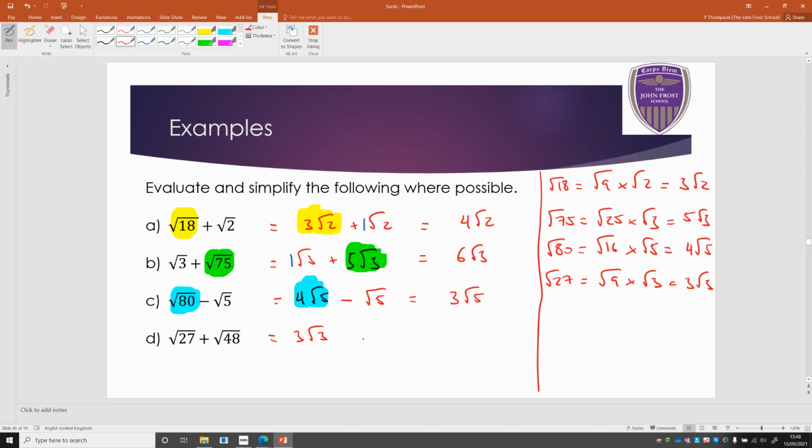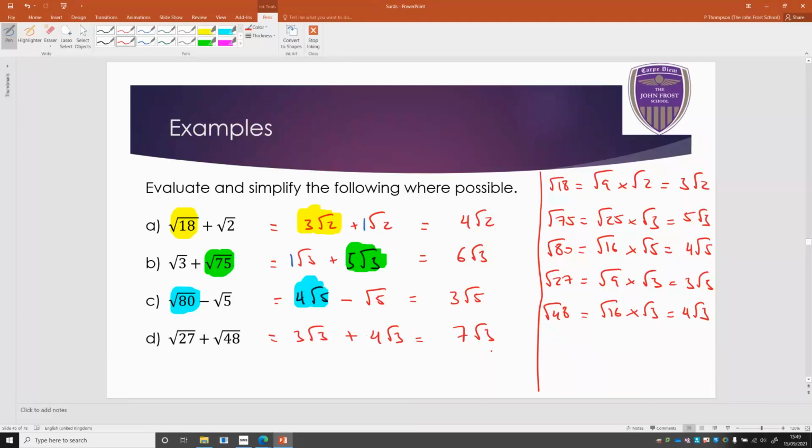I'm running out of colors here. But root 27 is 3 root 3 plus, and root 48, if it helps you, we know it has to be something root 3 to combine with this one. And root 48 actually for us, luckily, is 16 times 3, which is lovely, because root 16 is 4. So this is 4 root 3 here. 3 root 3 add 4 root 3 is 7 root 3.